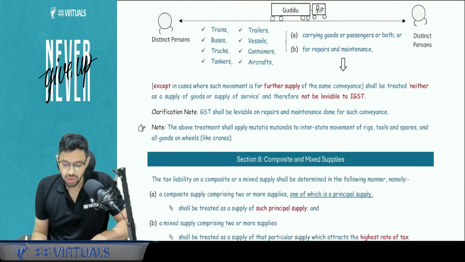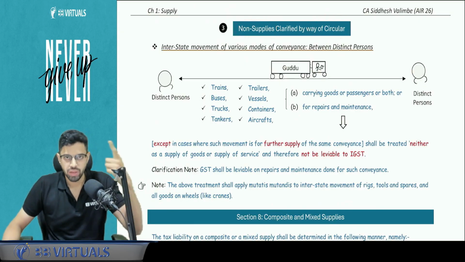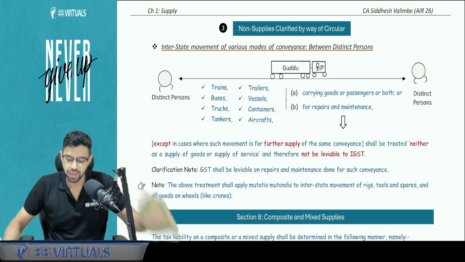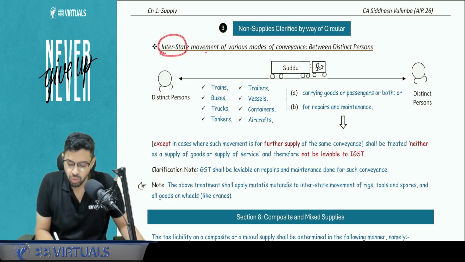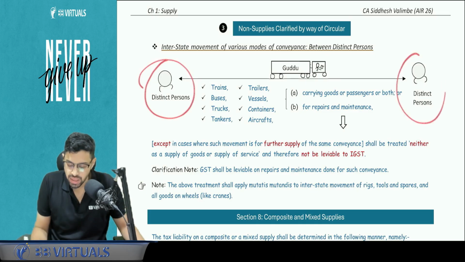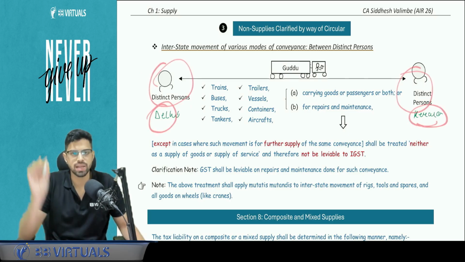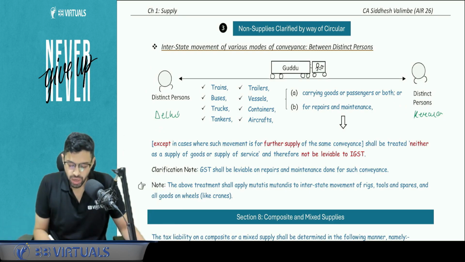Okay. Now, there was another non-supply by way of circular. So three things with respect to non-supply: notification, Schedule 3, and circular. Now, what is happening in the circular? They have written here interstate movement of various modes of conveyance between distinct persons. Let's understand this. There is a distinct person in state A and state B. Let's say he is in Delhi, and there is a distinct person in, let's say, Kerala. Now, there are two states. Both distinct persons are, let's say, registered. Now, what happens is that this person sends a conveyance containing goods, people, passengers, or for the purpose of repair and maintenance.